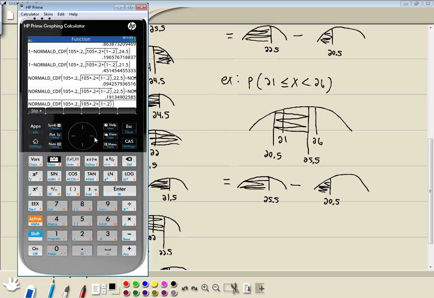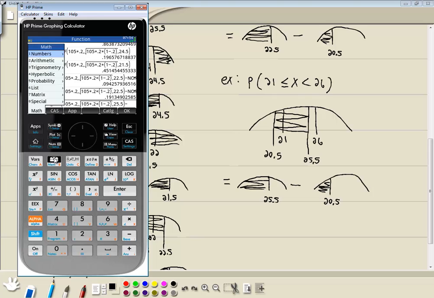Right arrow get out of the parentheses, right arrow get out of square root, and then I'll do my comma, and then my corrected x value, which is 25.5. Then I'll do a right arrow key to get out of the parentheses. And I'll do minus, and choose my normal d underscore CDF function again.